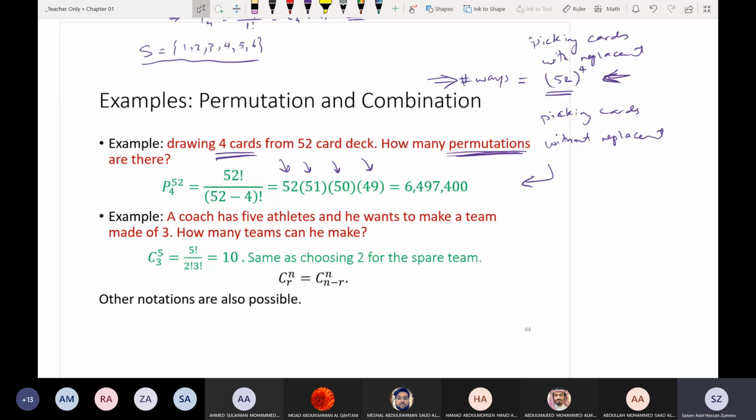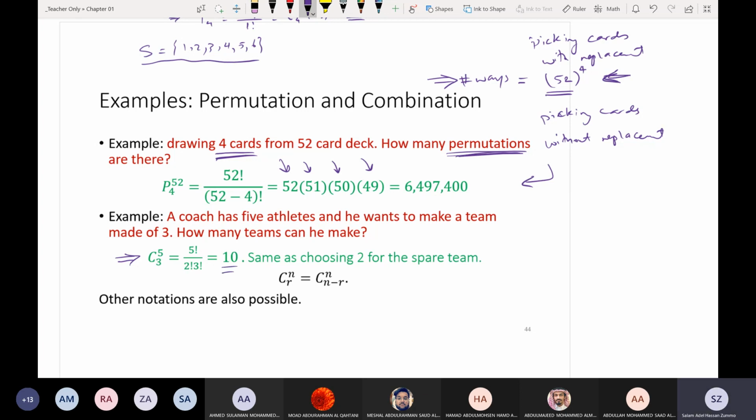Okay. Another example: a coach has 5 athletes and he wants to make a team made of 3. How many teams can he make? What do you think? 5 choose 3. Why? Because of the order: I chose Mohammed, Abdullah and Mahmoud. No need to arrange them as Mahmoud, Abdullah and Mohammed, or Abdullah, Mohammed and Mahmoud, no need. So because of that we use combinations here, which is 5 choose 3, which is 5 factorial divided by 2 factorial divided by 3 factorial, which is 10.